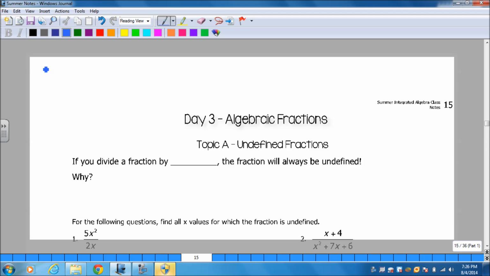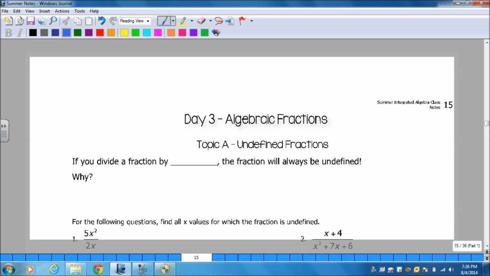Day 3 is going to be about algebraic fractions. This is a really tricky topic, so you need to make sure that you are really trying your hardest with this. And if you didn't follow something I said, rewind it and rewatch it until you truly get it, okay?